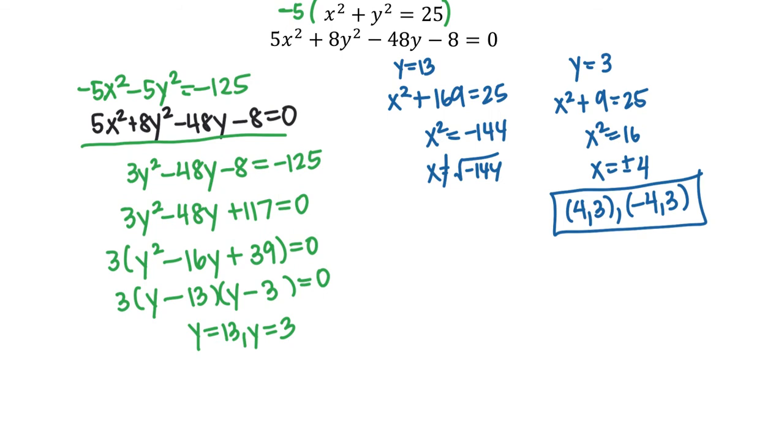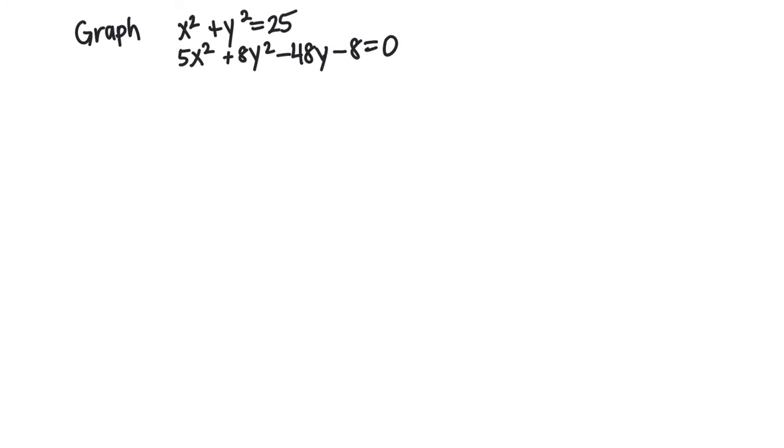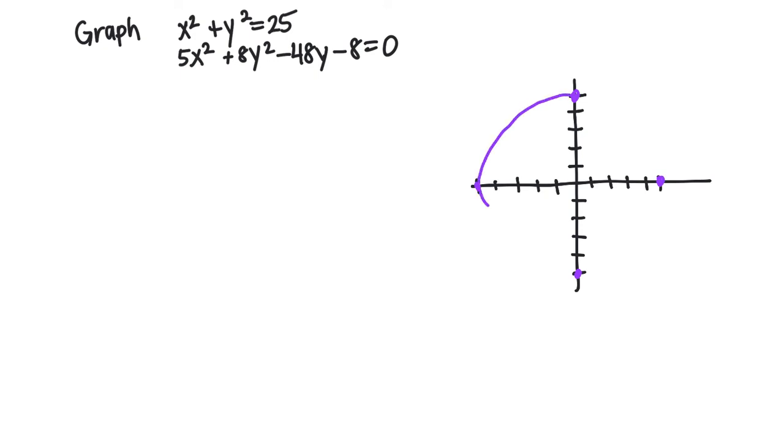I'm going to rewrite the equations below, I think. Okay, so these are my original equations. I'm going to go ahead and graph it. Now the first equation is a circle. I can see that the center is (0, 0) and the radius is 5. So I'm going to go ahead and try to get that one graphed. And even though it's a sketch, I want it to be kind of decent so that I can tell that my intersection points are reasonable.